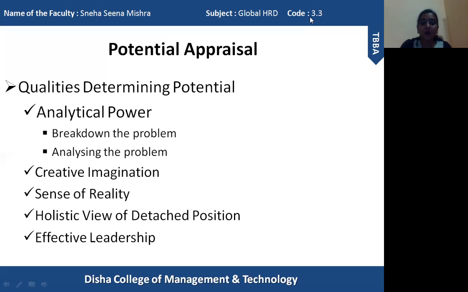The next one is holistic view or detached position. It simply means that an employee must have a holistic view, so that they can understand a situation or a problem from different points of view, from a vantage point. Vantage point means each and every situation and problem needs to be properly analyzed from every point of view, from every angle, from every side.